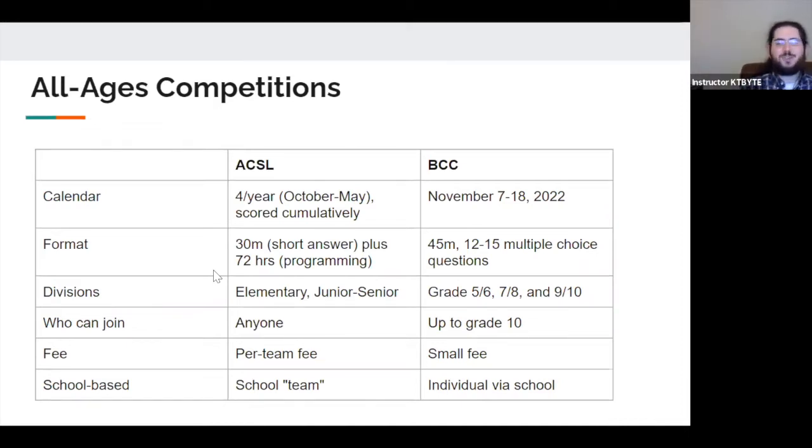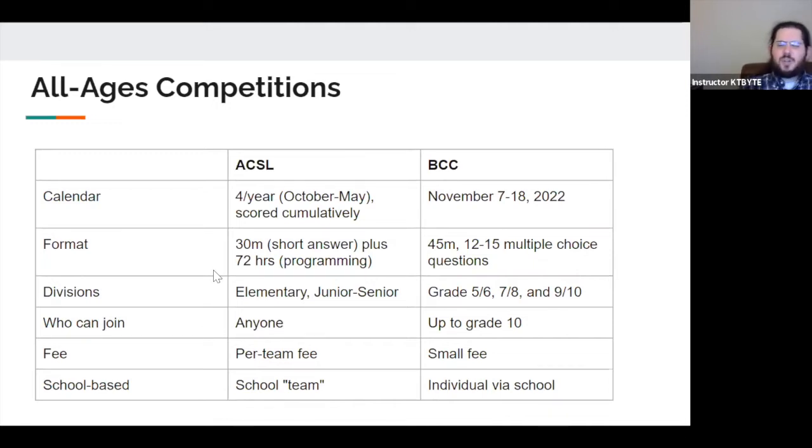Again, when I was in high school in my senior year, I did compete in ACSL. I did list that as one of my activities on my college application. So it's kind of a full academic career kind of thing you can stay involved with for a long time. Although, again, I think some of our students who are very advanced might find that it's on the easier side once you're in senior year. BCC only goes up to grade 10. It is intended as more of an introductory kind of thing.